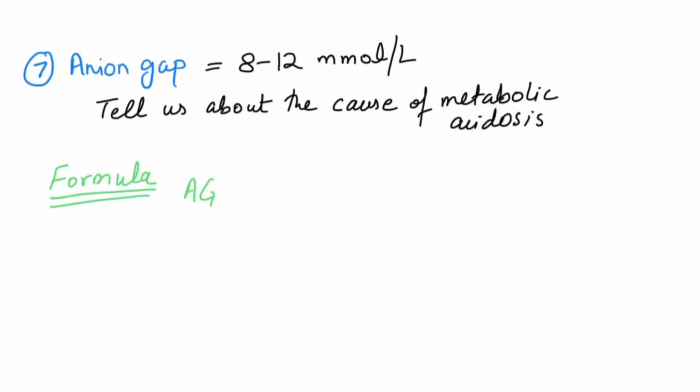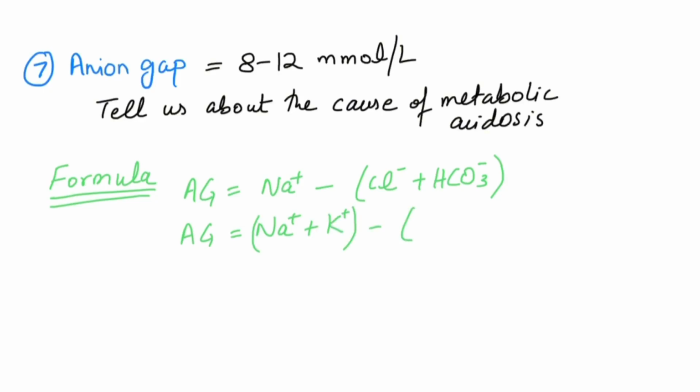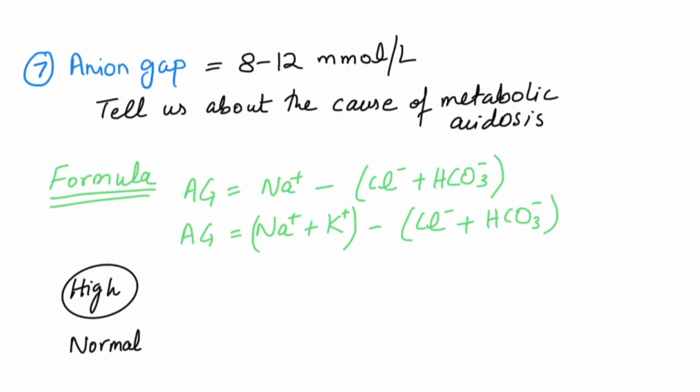The normal value is 8 to 12 millimole per liter. We basically have two formulas for anion gap, but you can use any of them, it doesn't matter. In the current formula, they have basically omitted the potassium, but it's okay if you use it. So you can use any of these formulas as written here. Based on this, we can calculate the anion gap, which is basically the difference between the positive and the negative ions. So it could be high or it could be normal.